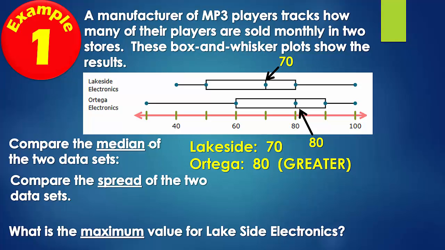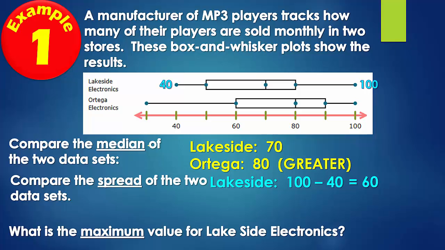Okay? Compare the spread of the 2 data sets. So this is where you take your maximum of, like if we look at Lakeside, it's 100 and the minimum of 40, and we're going to subtract the 2, which gives us our spread of 60.